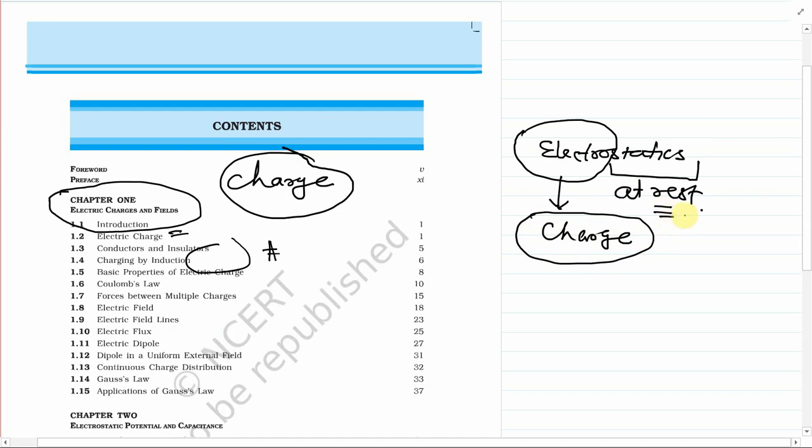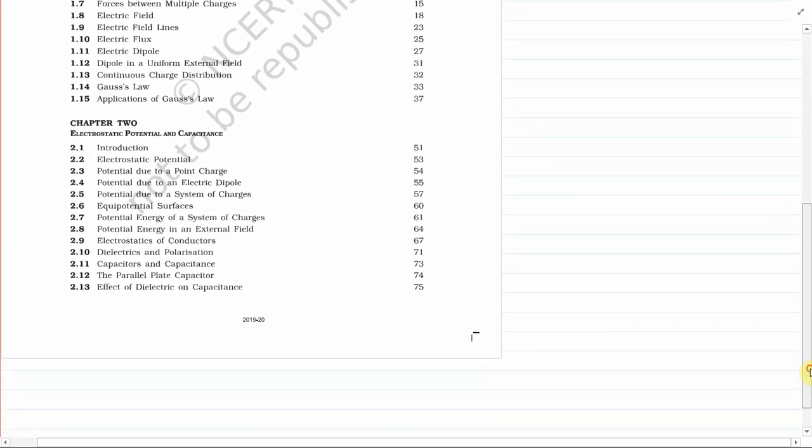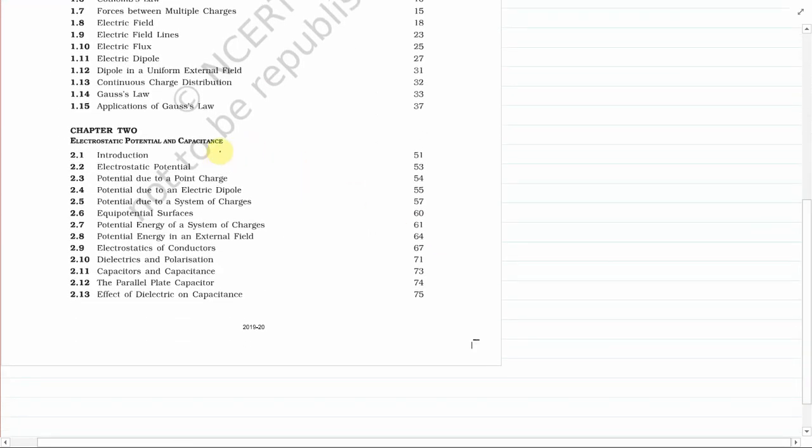So coming up to the second chapter, we see Electrostatic Potential and Capacitance. In this chapter we will see how charge can be stored on particular devices known as capacitors. Here you can see the term capacitor. How charge can be stored to utilize it in later applications.